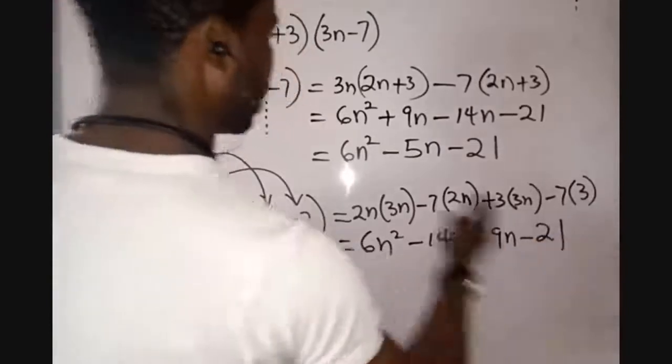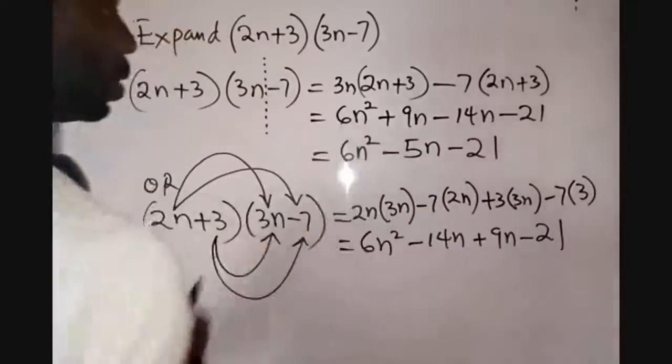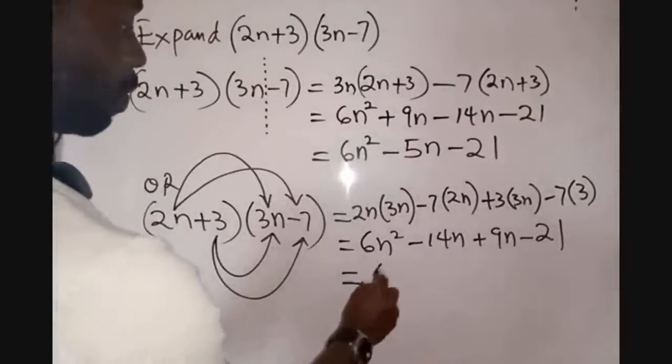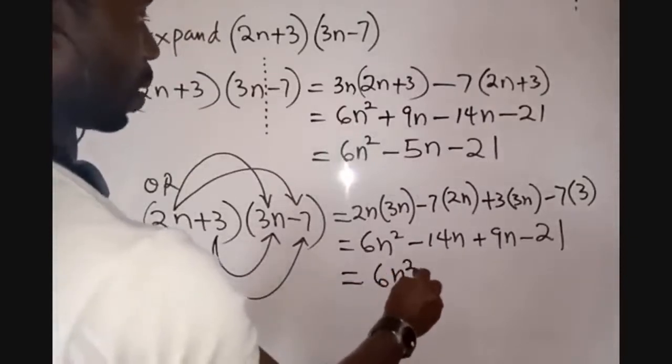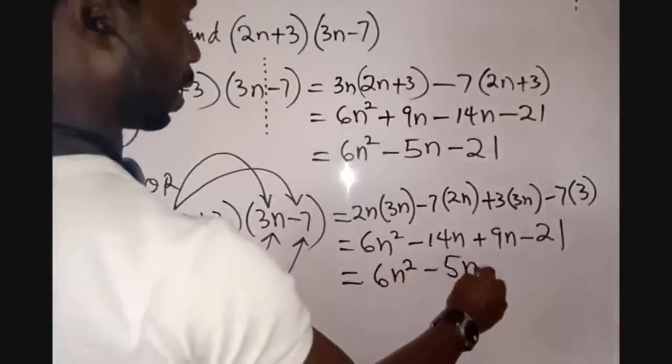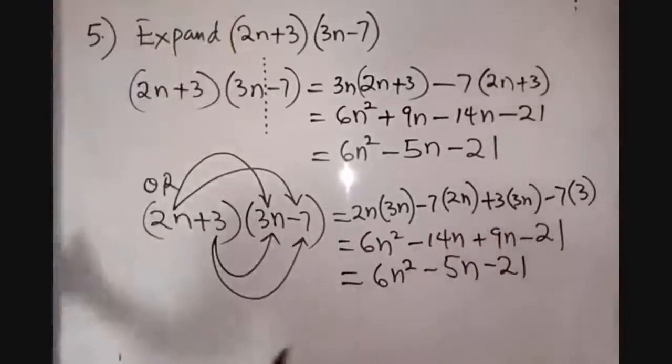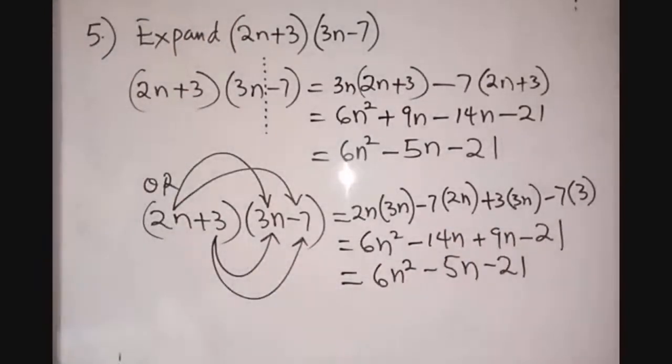If you look at this line and look at this line here, you see they're exactly the same thing. So my final answer is 6n squared minus 5n minus 21. So you could use any of the two methods to solve that question. Whenever you're asked to expand two brackets, that's how to do it.